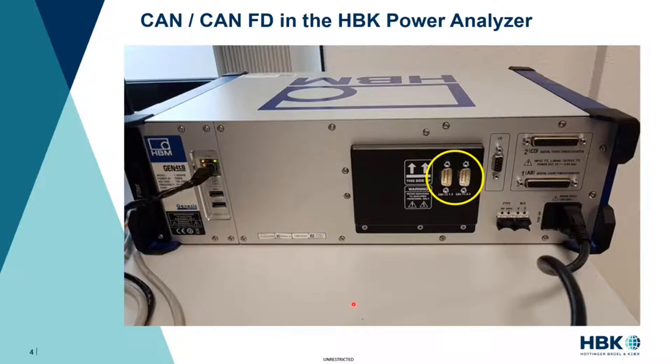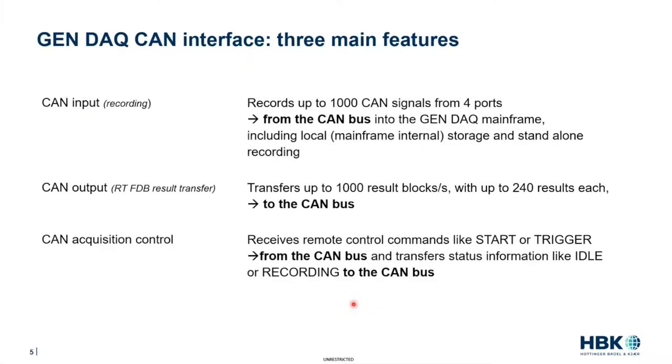Before we start working on that, I should show you some details. Our CAN bus offers three main features. So we have CAN input, that means recording. We can record up to 1,000 CAN signals from all four ports. That means from the CAN bus into the Chendak mainframe, including local storage and standalone recording.